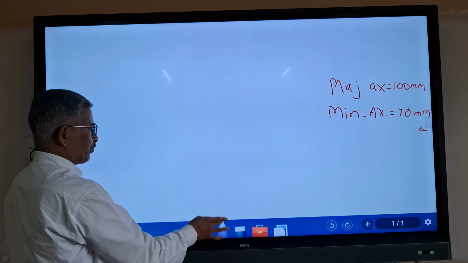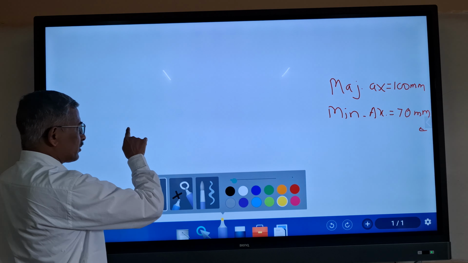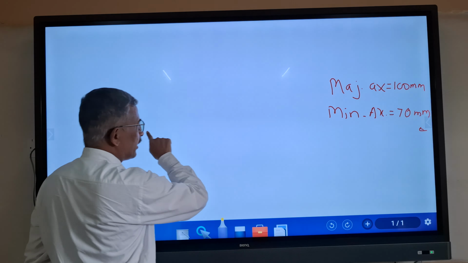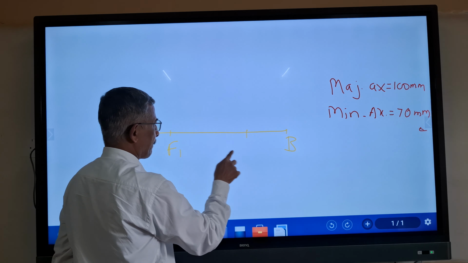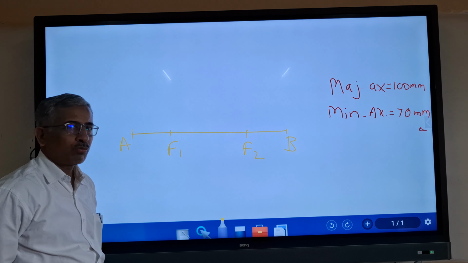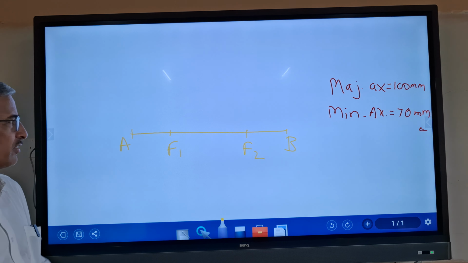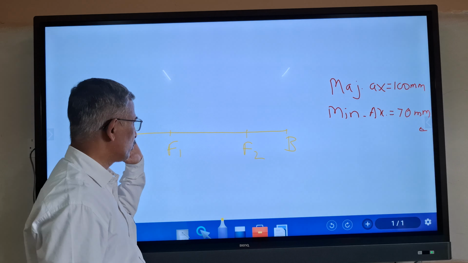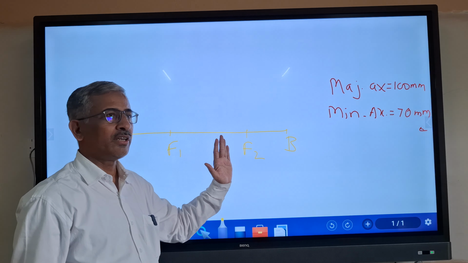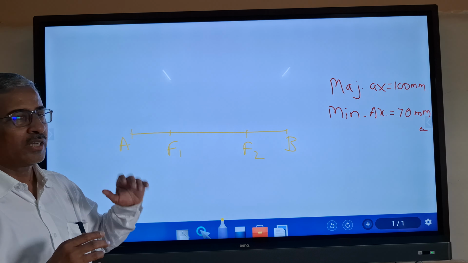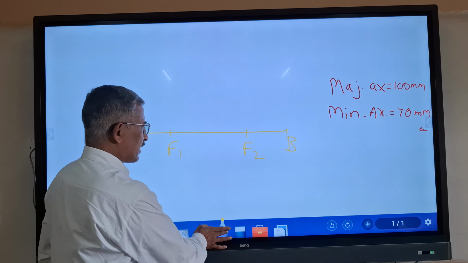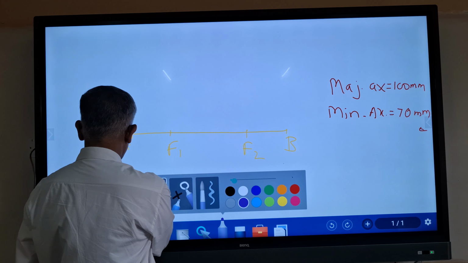Listen carefully. So, for construction of ellipse using arcs of circle method, what we need, say AB is the major axis and F1 and F2. F1 and F2 are the distance between focus, or these are the focus. So we need these things, the position of end of the major axis and the position of F1 and F2. We need these two things for construction of this ellipse using arcs of circle method. But this is not given in our problem. So, what we can do?